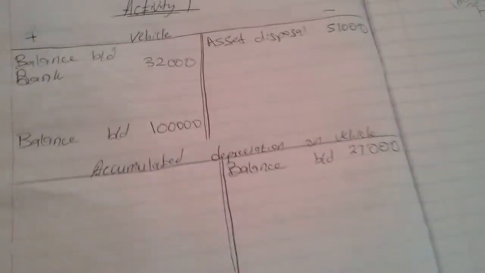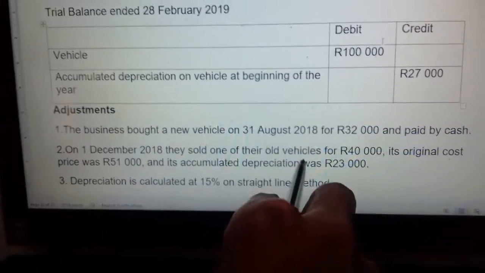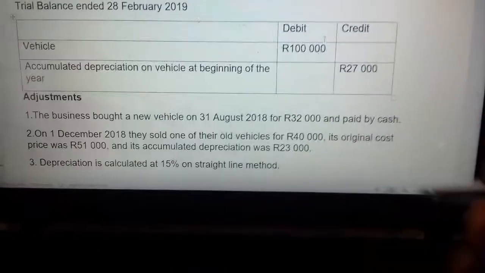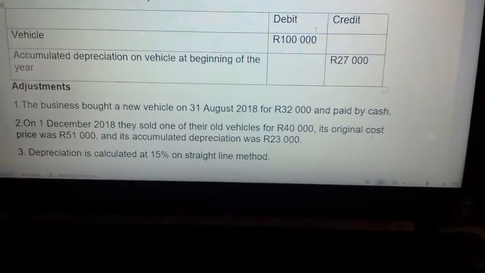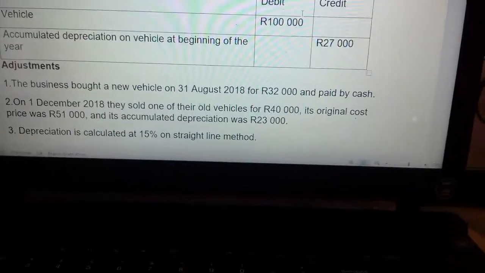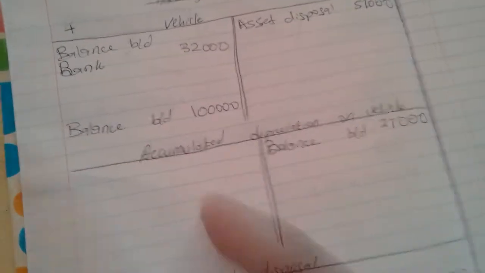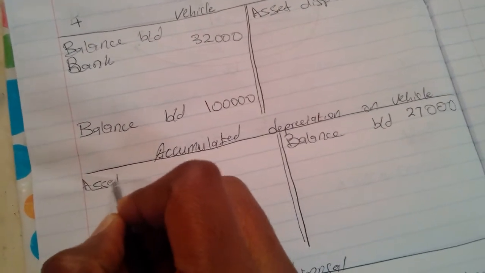From here, you continue. They said its accumulated depreciation was 23,000. It means this asset had already depreciated by 23,000 at the beginning of the financial year. Now you're going to go to the accumulated depreciation ledger account on the debit side, and you're going to say asset disposal.